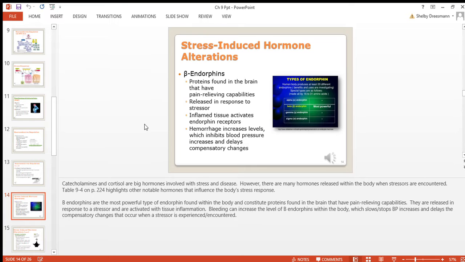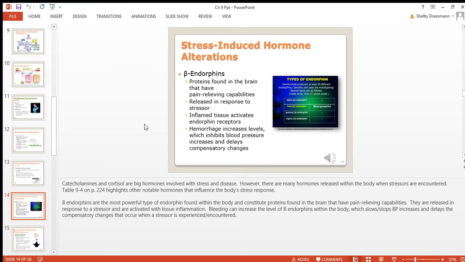Beta endorphins are the most powerful endorphin found in the body and constitute proteins in the brain that have pain relieving capabilities. They are released in response to a stressor and activated in inflammation, tissue inflammation. Bleeding can increase levels of the endorphins, which slows and stops blood pressure increases and delays the compensatory changes when a stressor is experienced or encountered.